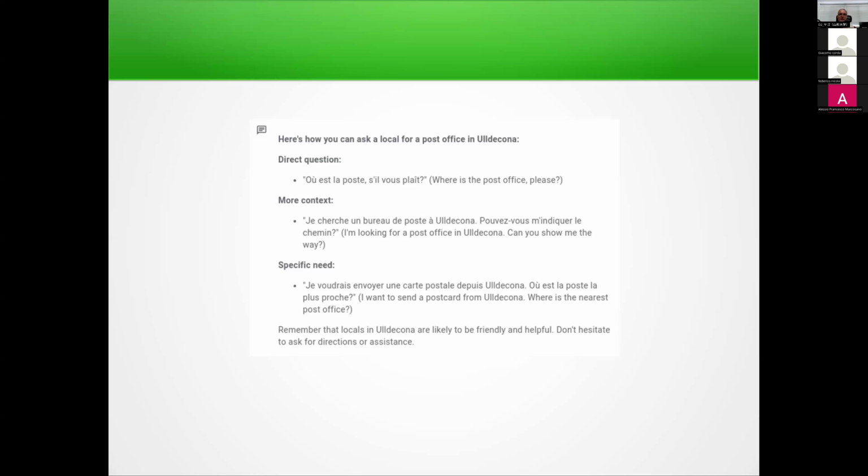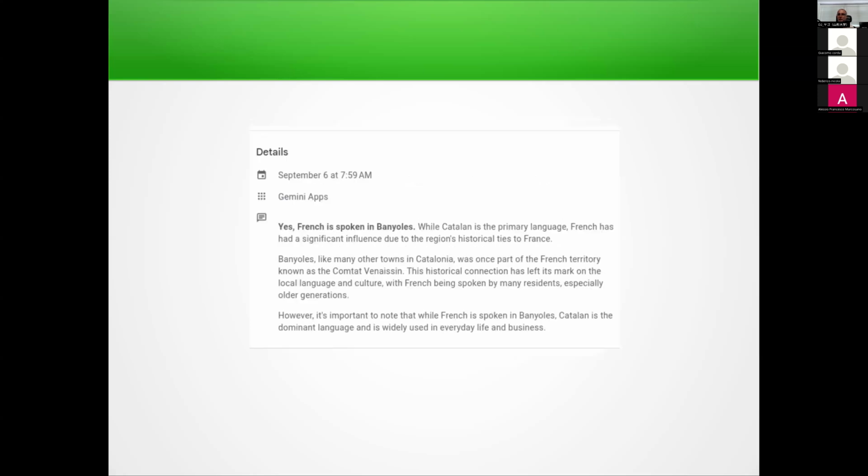But then I decided to ask about how to ask for the post office in the city of Ulldecona. Ulldecona is a Catalan town, which I have been to on several occasions. And I was surprised that the answer came in French. So the language spoken by the, according to ChatGPT, very friendly locals in Ulldecona was French. I was a little bit surprised by that, and I thought, I don't think people usually speak French in Ulldecona, but I haven't been there so many times.